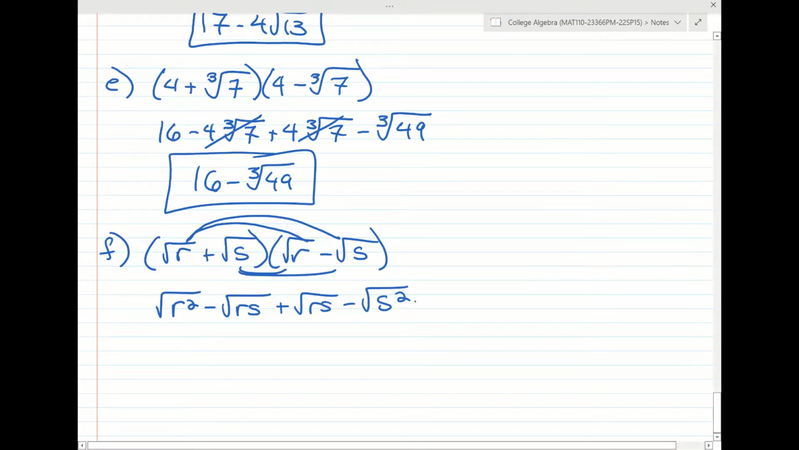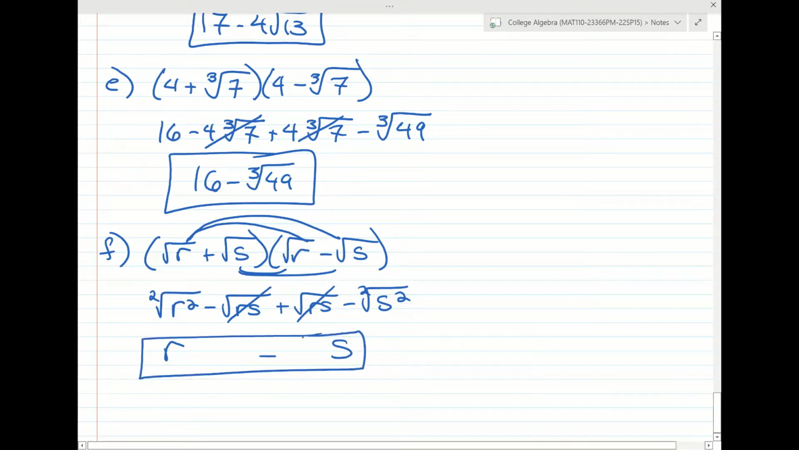When you have the same two terms with the sign differing, you're always going to have the two middle terms cancel. So we have minus square root of RS plus square root of RS. These cancel. And when we have the square root of R to the second, 2 over 2 is just 1. 2 over 2 for the S would just be S to the first. That would be the answer.